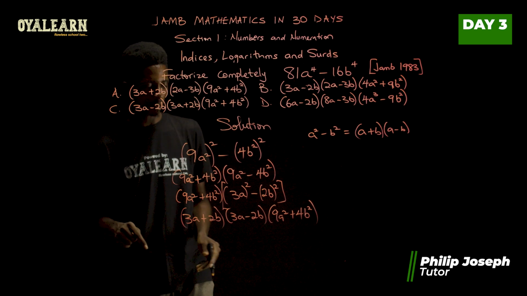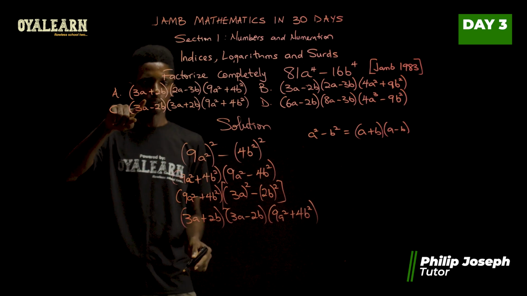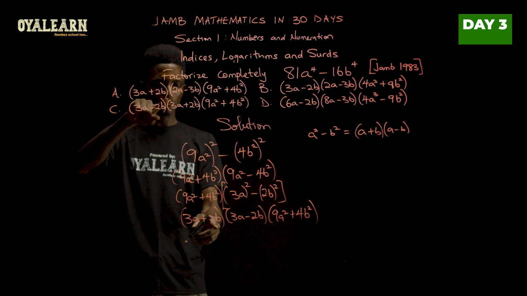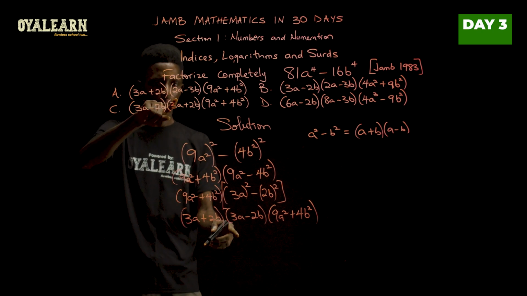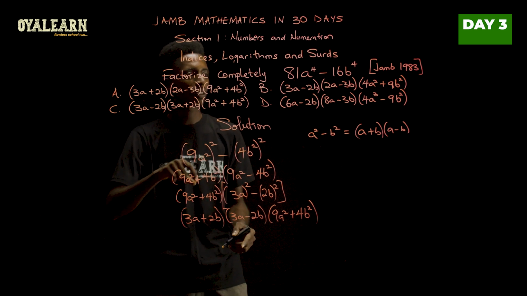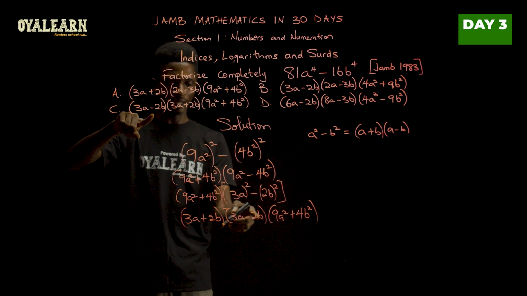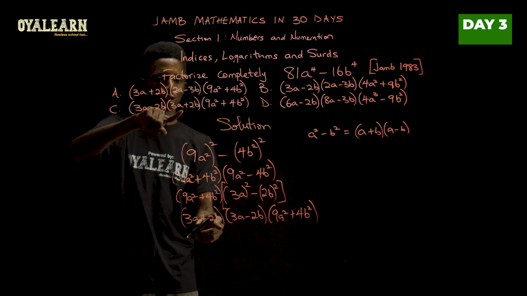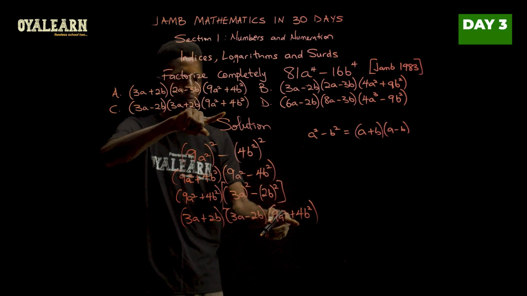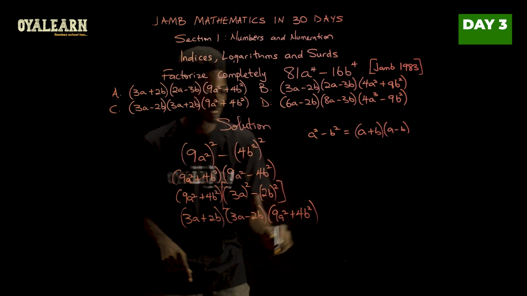Now, looking at the options provided, 3a plus 2b, 2a minus 3b, that's out of it. 3a minus 2b, 3a plus 2b, 9a squared plus 4b squared. So the correct option is C.